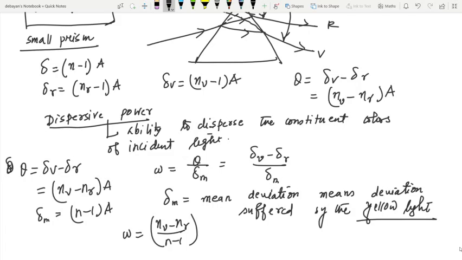If no yellow light is mentioned, you can take the mean refractive index as that of blue light and red light added and divided by 2.